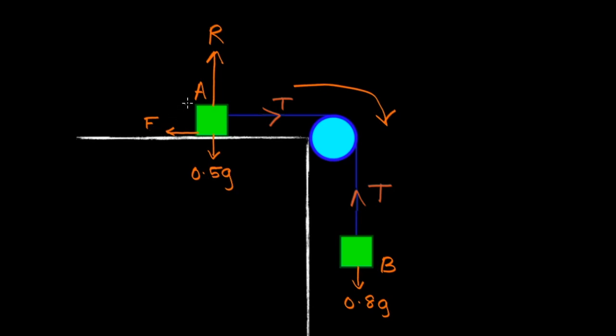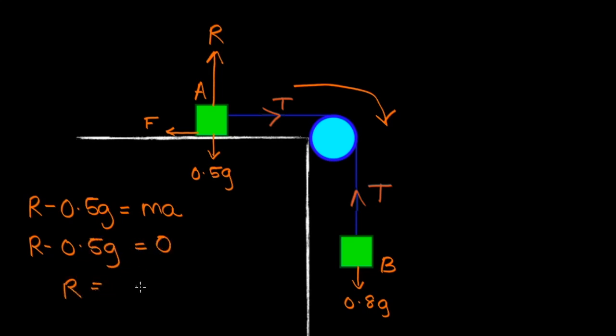However, we can work out the value of R using Newton's second law. So the sum of the vertical forces acting on A, so R minus 0.5 g, is equal to ma. And since we know that block A is not accelerating into the air and it's not accelerating into the table, we know that its acceleration is 0. And so R minus 0.5 g is 0, and therefore R is equal to the weight of the block, which is 0.5 g.